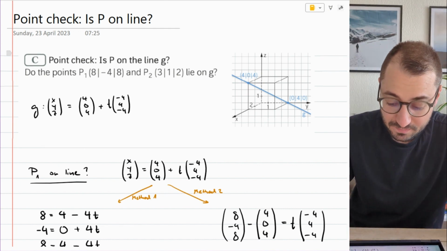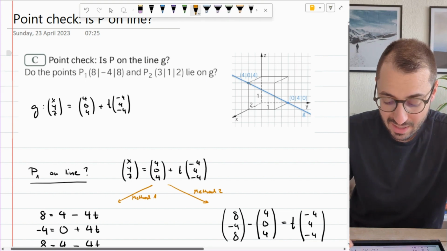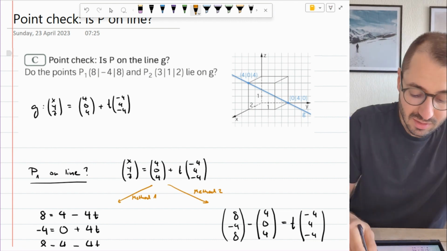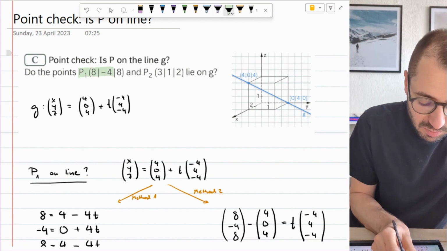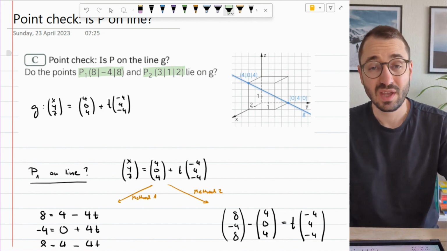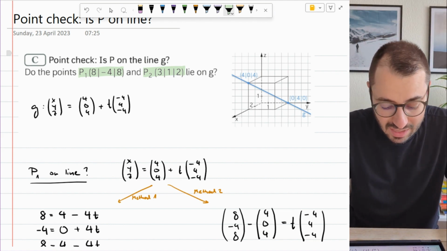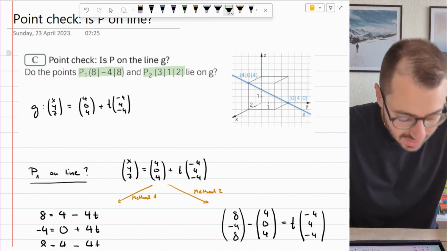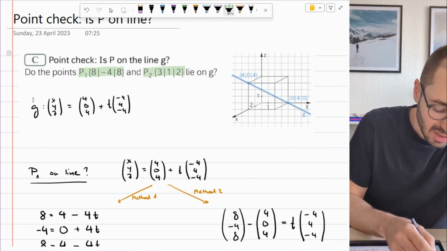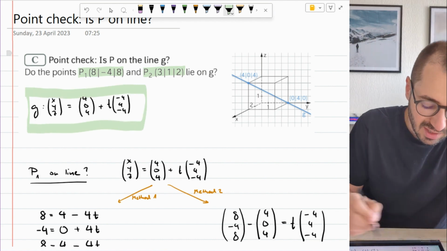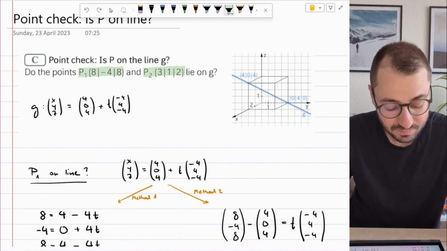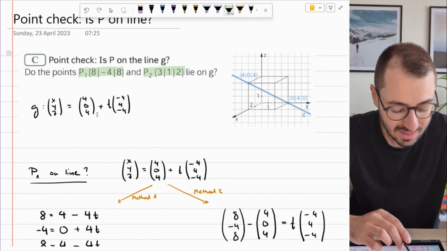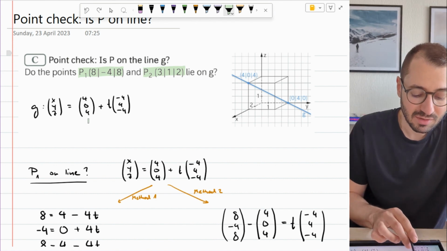In this example, we are given the line G here that goes through 2 points, and we are given the points P1 and P2. The question is, do P1 and P2 lie on G? Okay, how do we approach that? The first thing we do is get the point direction form of the line G. We have discussed this in the past. If you don't remember how to get this, have a look at previous videos.